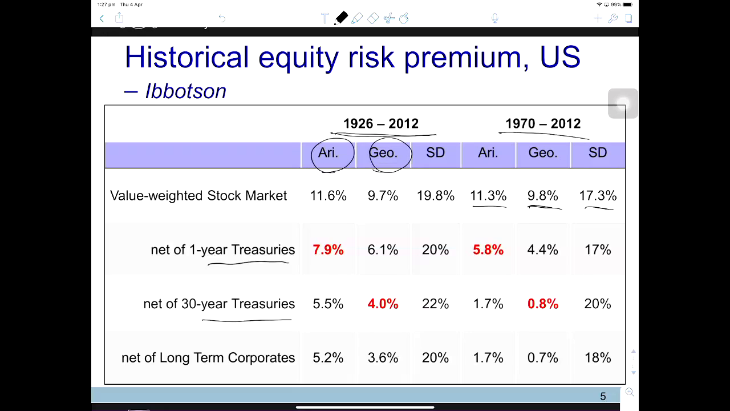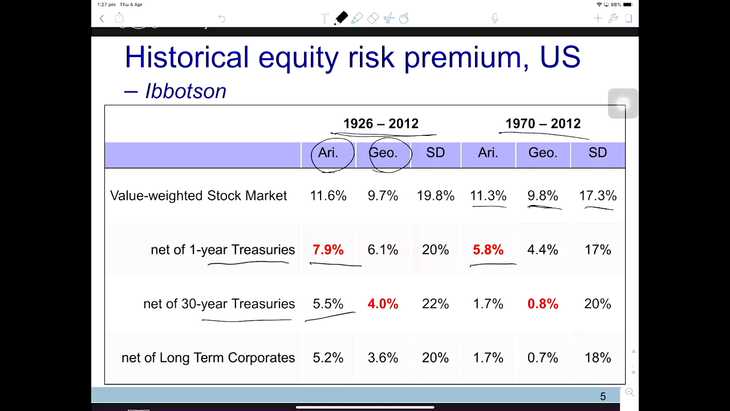So that will make some difference in selecting different sample periods. Now we move on to the risk-free rate when we use different maturities of that government bond. The net of the one-year treasury is much higher than the net of the 30-year government bond.